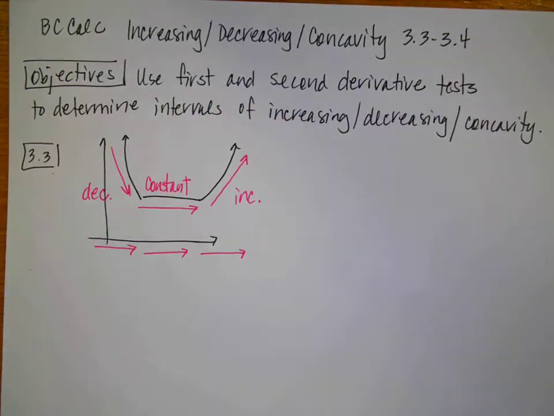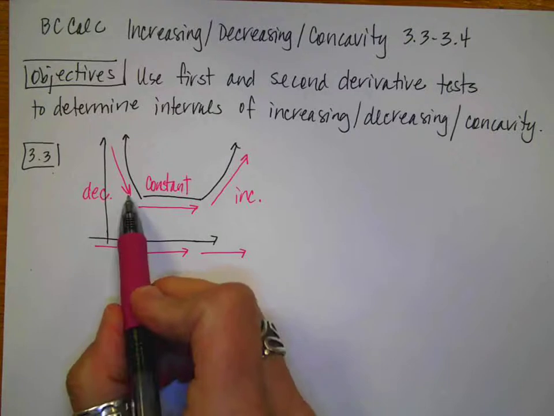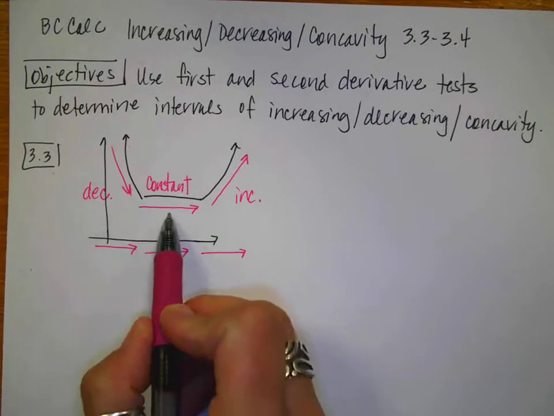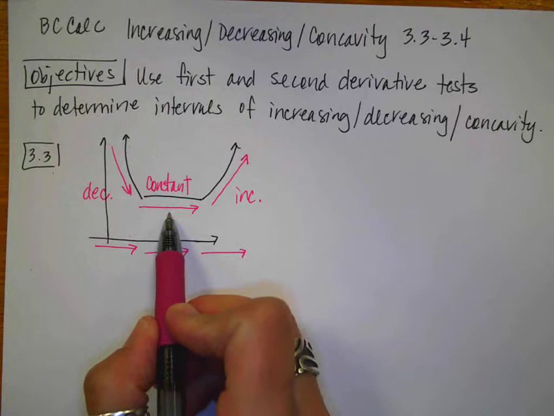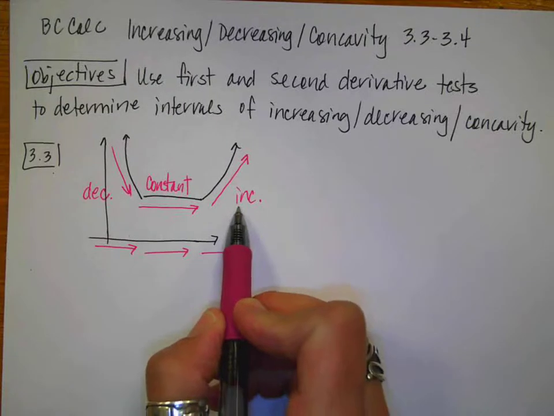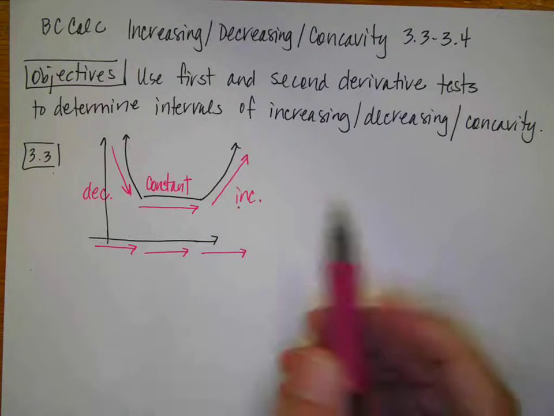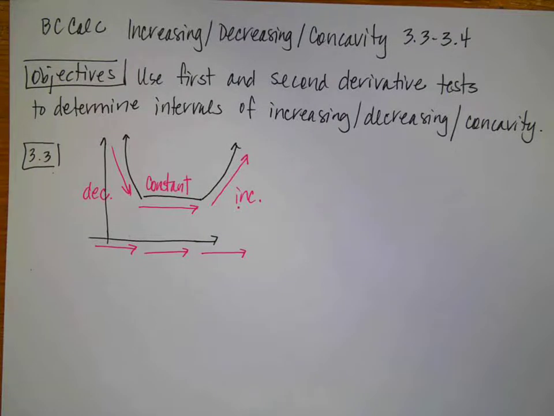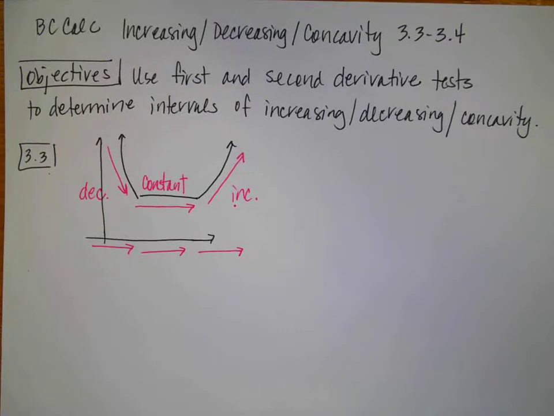So then if we start talking about this from a calculus standpoint, the slope of the tangent line is negative. The slope of the tangent line is 0, and the slope of the tangent line is positive, right? So we can use our derivatives to help us determine the intervals of decreasing, constant, and increasing on our graph. Alrighty.